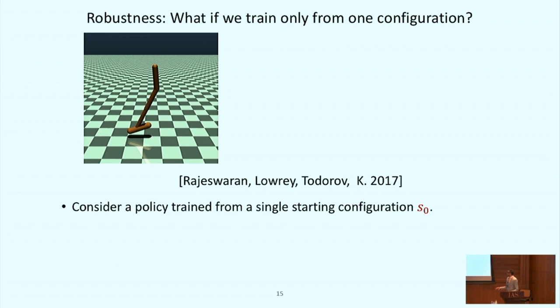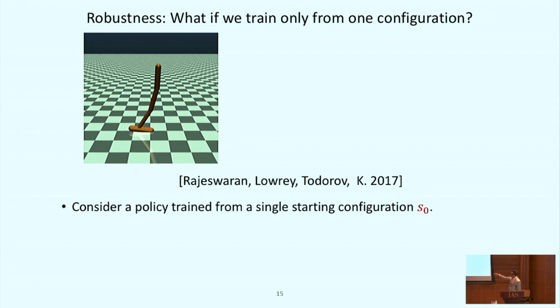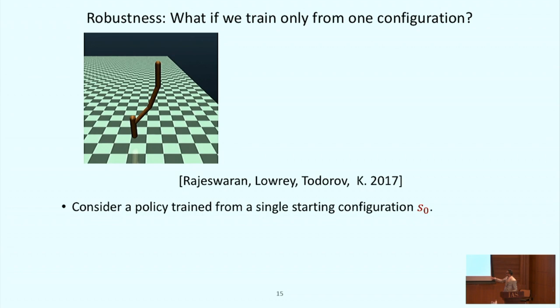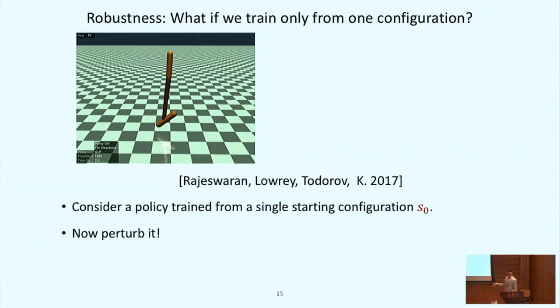Okay, and let's start with one of these toy examples, which is we want this thing to hop. We've trained this hopper to hop only from one starting configuration. So we train it in one particular position from, say, some S0. It actually gets up with one of these policy gradient methods. But now let's perturb it. Okay, so now we take this trained system. We give it a kick.